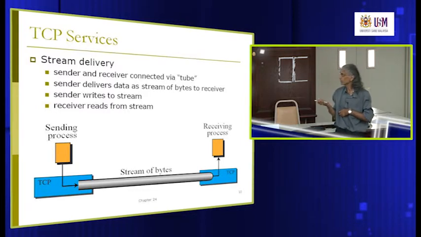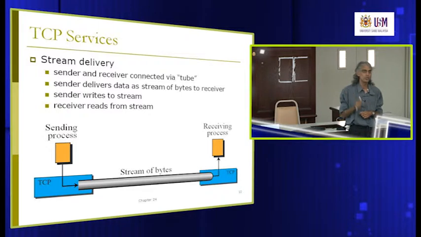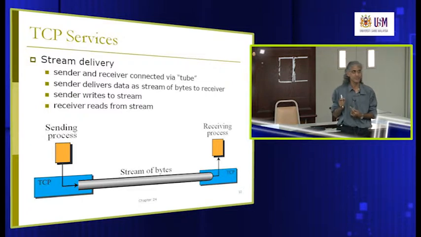So the sending process simply writes the data into this particular tube or pipe, and then it will be delivered to the other side. And the receiving side just reads from the pipe. So once TCP establishes the connection, this tube becomes available. That's how it works. It makes things seem simple. All these things are done during the connection establishment phase, the first phase. This stream will be established. After that, it becomes very, very simple.